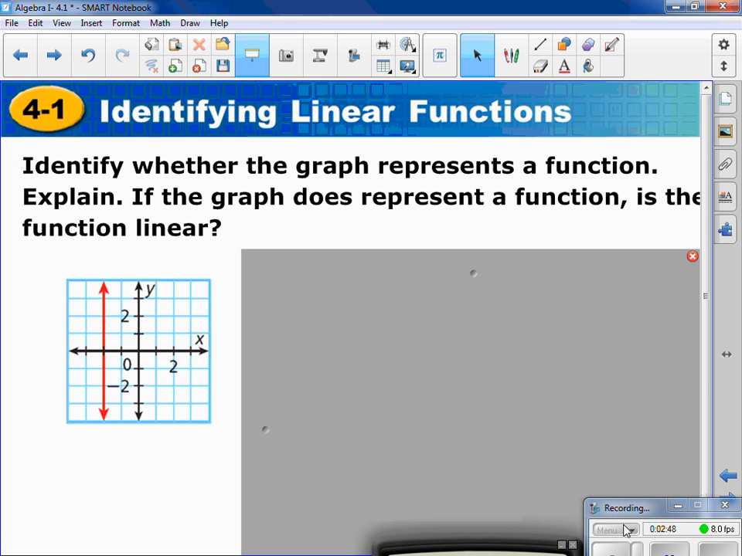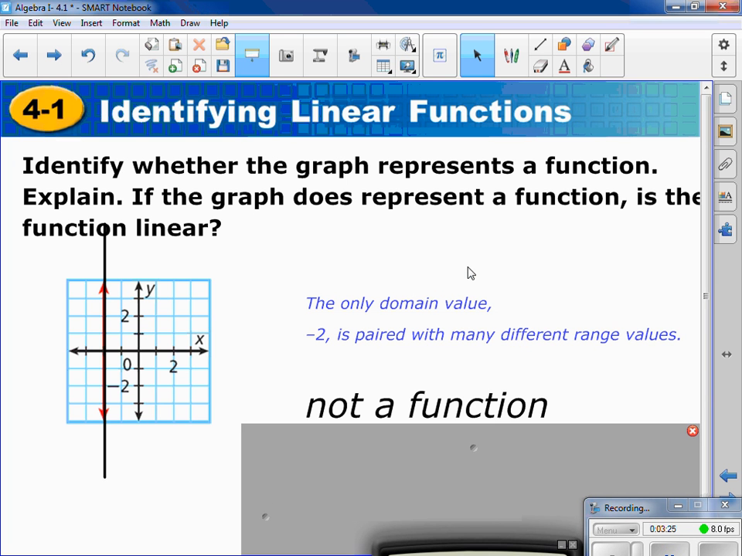How about this one? Is this one a function? Why is it not a function? Go straight up and down. Where does the graph hit my line here? Everywhere, right? On this point, -2 means -1, -2, -3. You have multiple things for -2. -2 goes to multiple answers. Because it's not a function, it can't be a linear function.